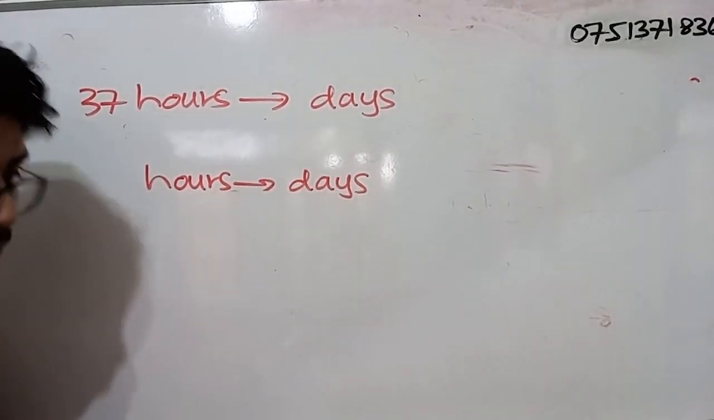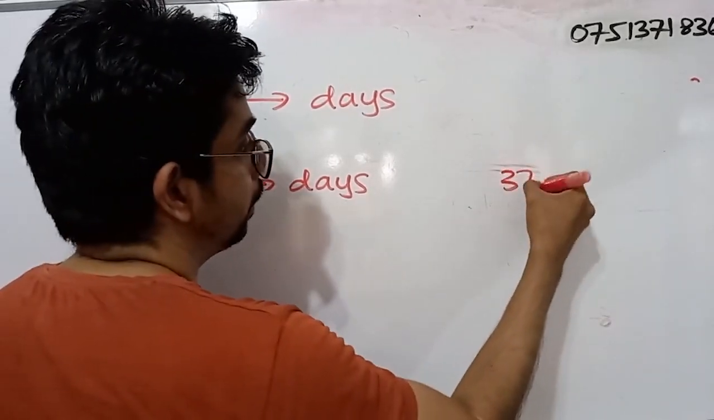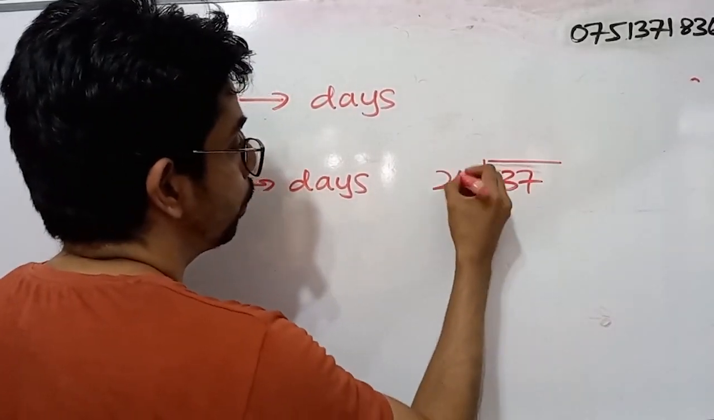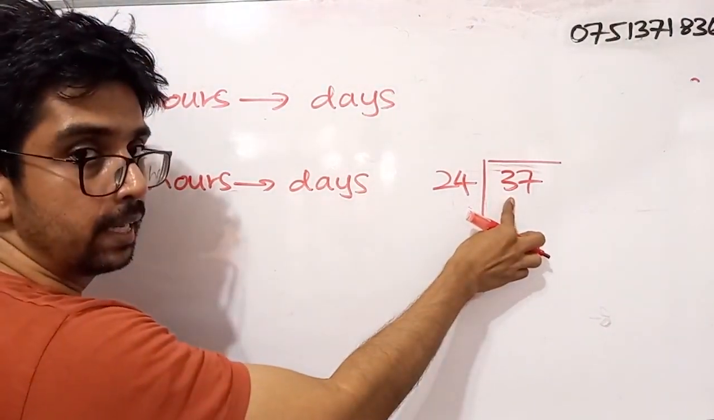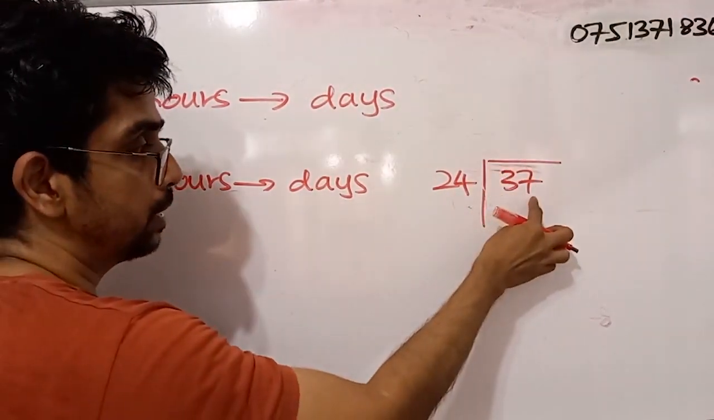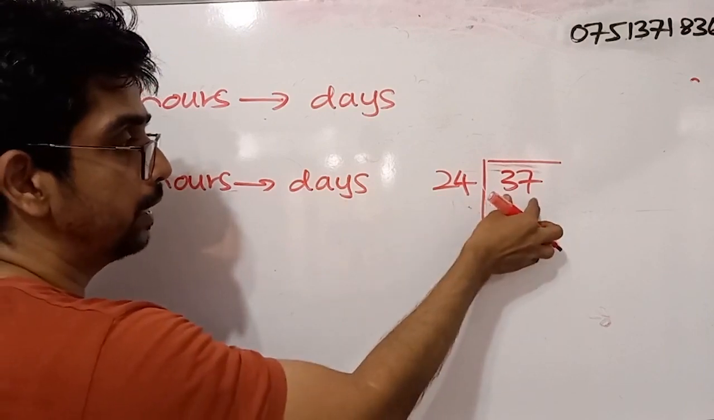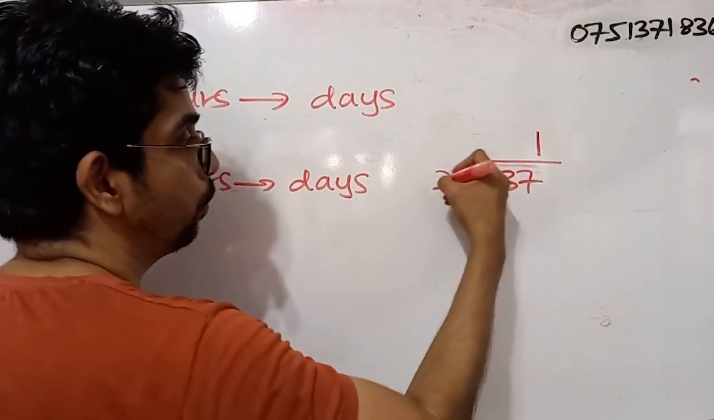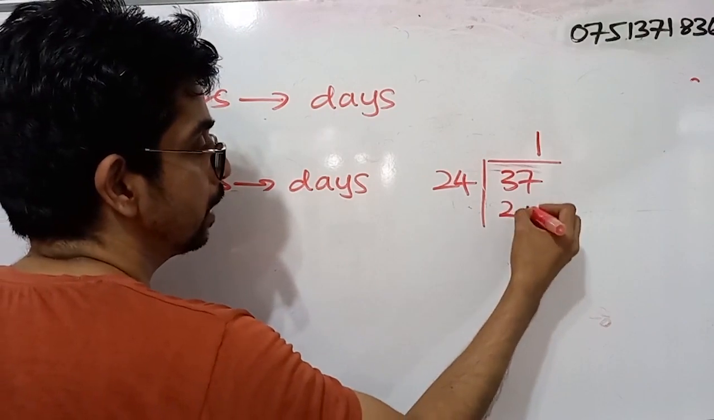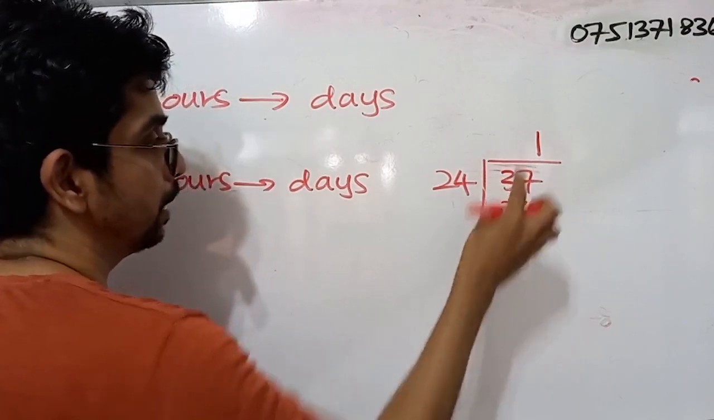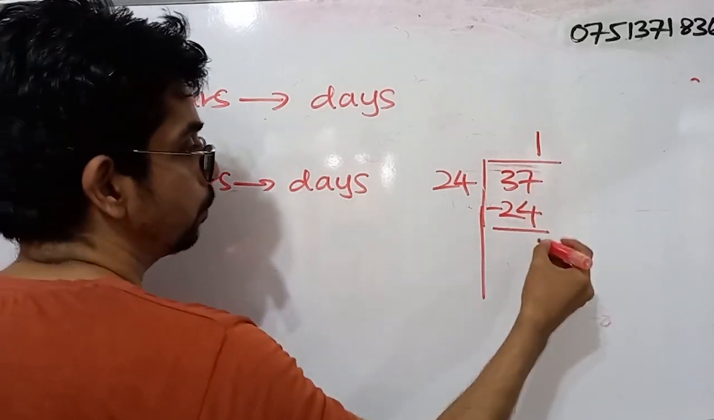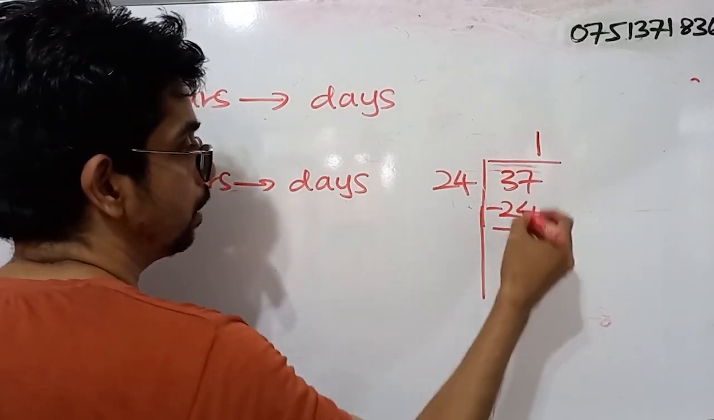We will take 37 and divide it by 24. How many 24s are there in 3? None. So altogether 37, how many 24s are there in 37? 1. 24 times 1 is 24. Then we have to subtract 24 from 37. So 7 minus 4 is 3, and 3 minus 2 is 1.